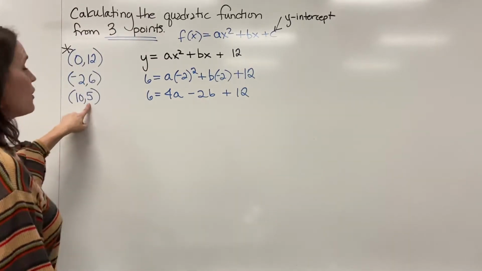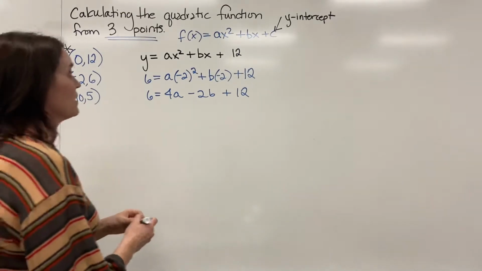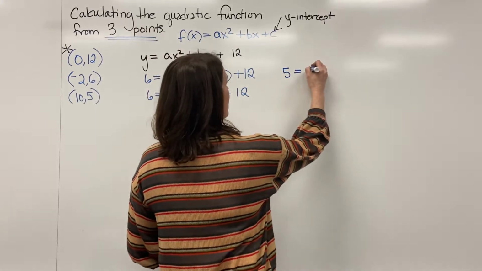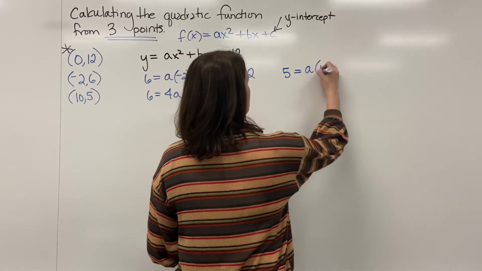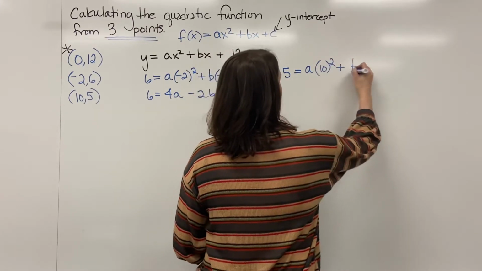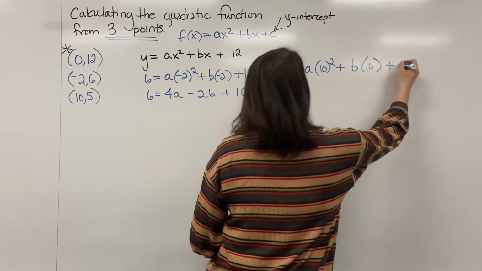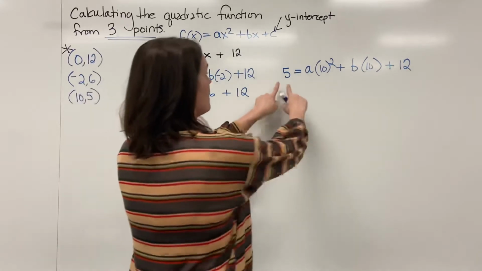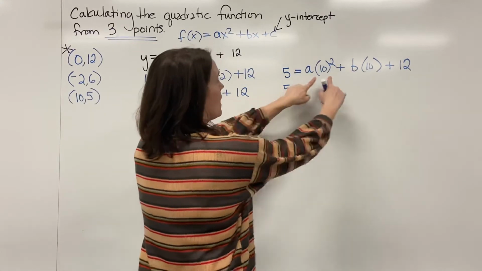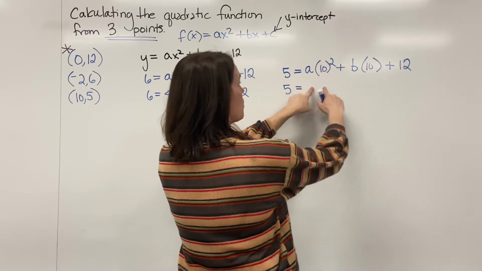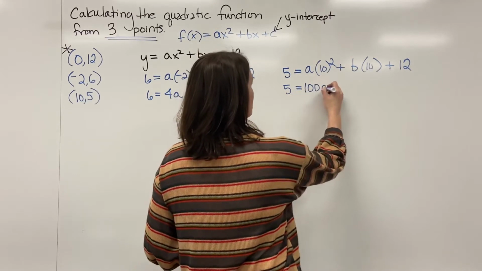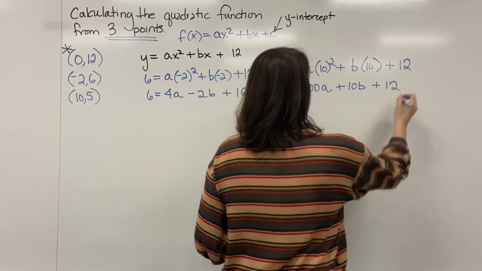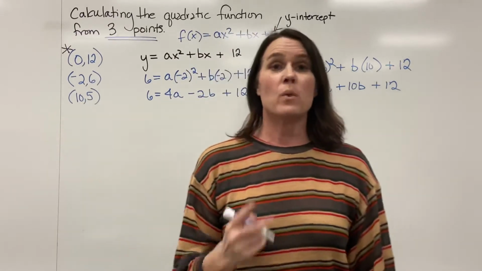Now I'm going to take the other point, 10, 5, and I'm going to do the same thing. So I'll do that over here. So 5 equals a times 10 squared plus b times 10 plus 12. That's my c value. Okay, so now let me simplify here. 5 equals 10 squared is 100, so 100a plus 10b plus 12. All right, so now I have 2 equations with 2 variables.